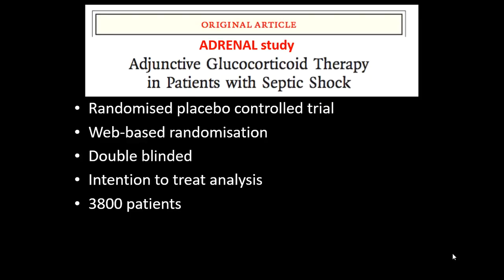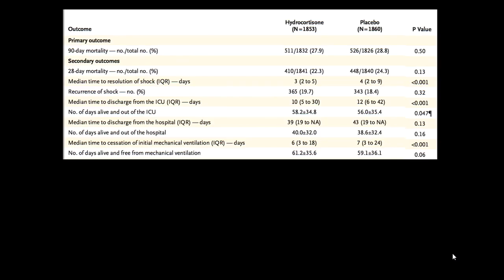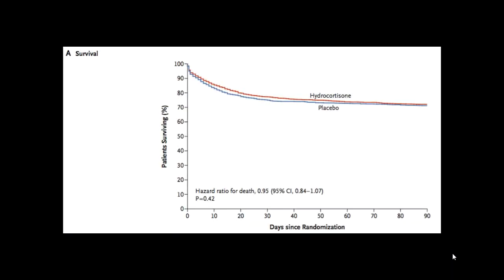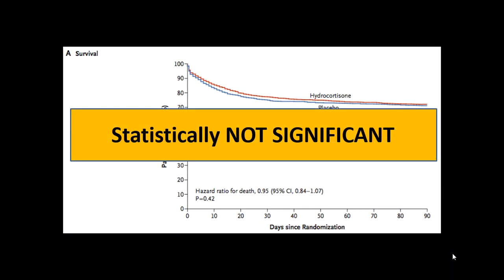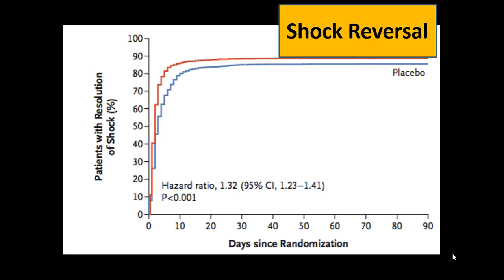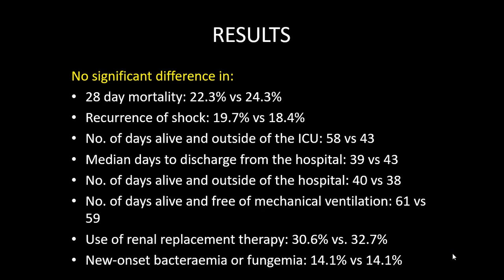Then another very recent trial, the ADRENAL trial, looked at the role of glucocorticoid in patients with septic shock. 3,800 patients were enrolled, and intention to treat analysis was used. 90-day mortality, 28-day mortality, nothing was statistically significant, similar to what CORTICUS said. Median time to resolution of shock was faster in the corticosteroid group, p of 0.001, as compared to the non-steroid group. So that's the only advantage of giving steroids, that shock reversal was a little faster. No survival advantage of giving hydrocortisone versus no steroids. Shock reversal is statistically significant, with no other significant differences in any of the primary or secondary parameters.